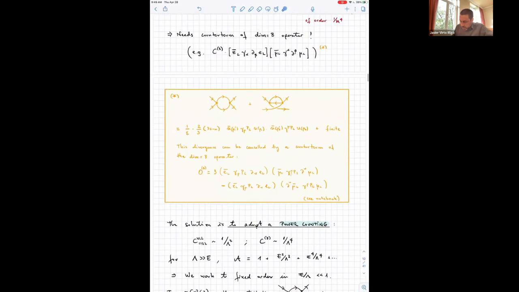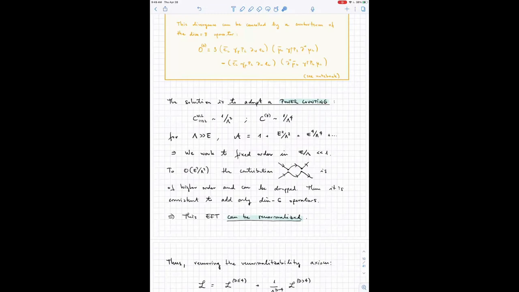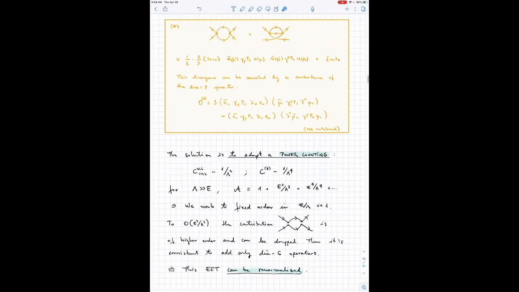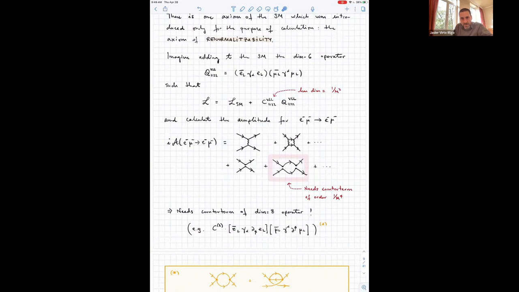The solution is to adopt, yes? There's a question in the chat box. How is the superscript VLL on the operator motivated? Yes, okay, sure. This subscript here, right? This is what you're asking. Yes, this is not important.